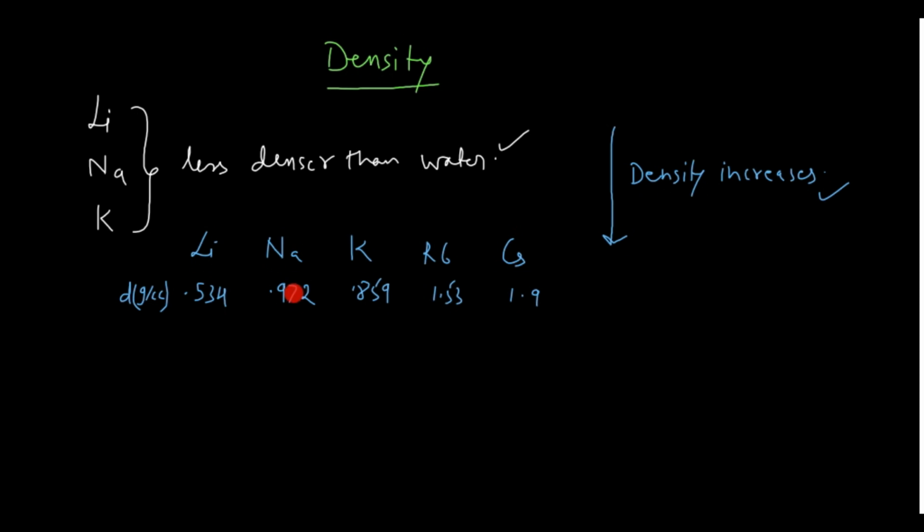And what should be the reason behind this? This is a very important exceptional question for you. Potassium has lower density than sodium. Why? Another very important question. The simple answer is that this is due to the abnormal increase in the volume of potassium.